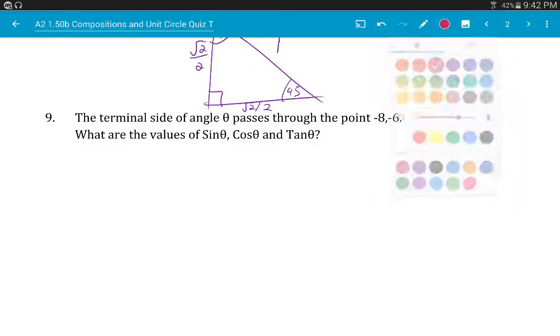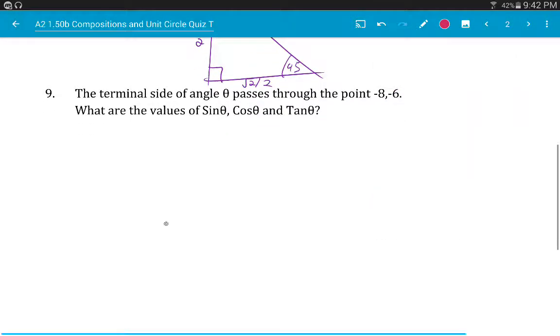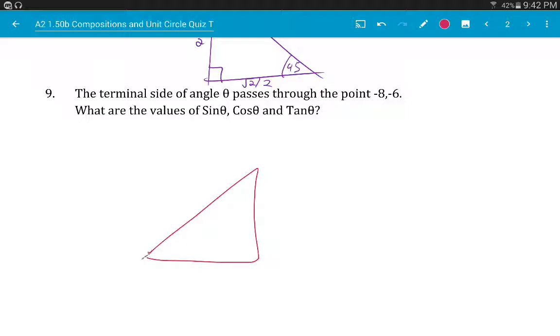The terminal side of angle theta passes through the point -8, -6. We always did these the same way. Doesn't matter about the negatives. This is theta. Here, -8 is the base, and -6 is the height, because it's always base comma height.